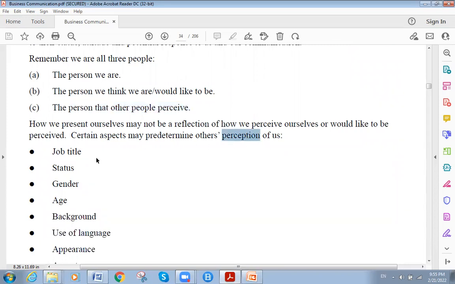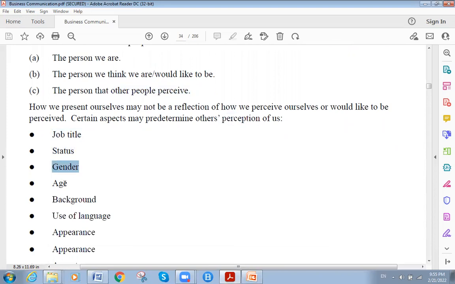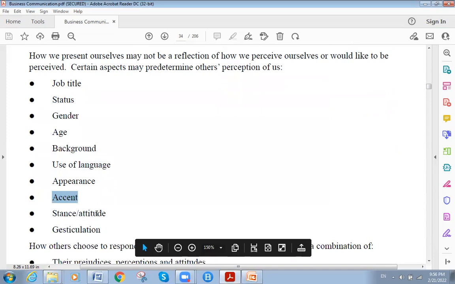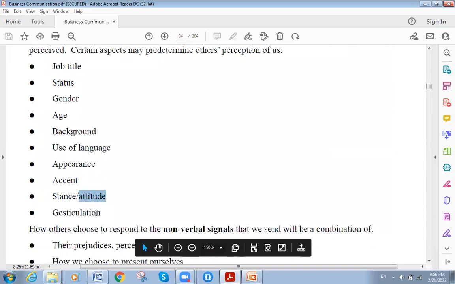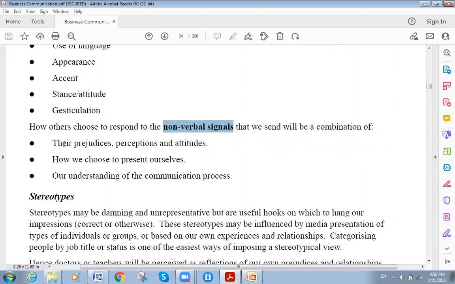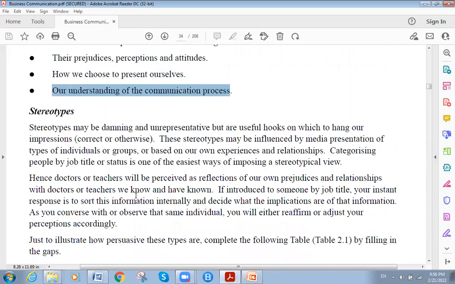The perception of a person might be affected by job title, status, gender, age, background, use of language, appearance, accent, attitude, and gestures as well. How others choose to respond to the nonverbal signals that we send will be a combination of prejudice, perceptions and attitudes, how we choose to present ourselves, and our understanding of the communication process. So those are things which will affect how you use nonverbal communication.